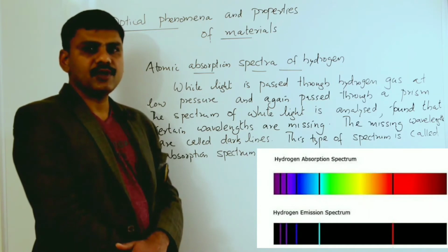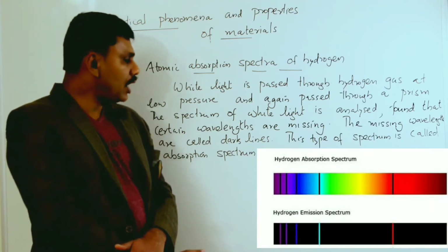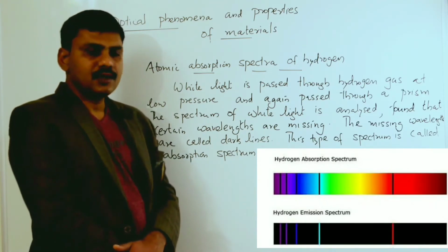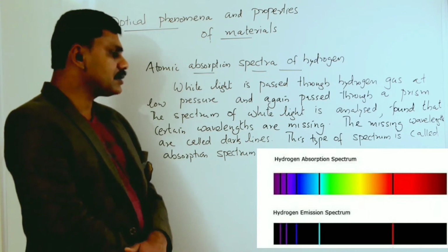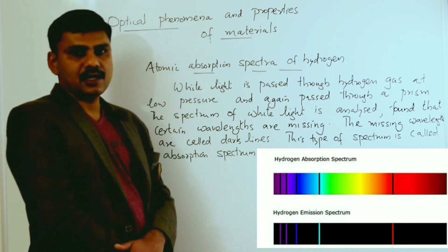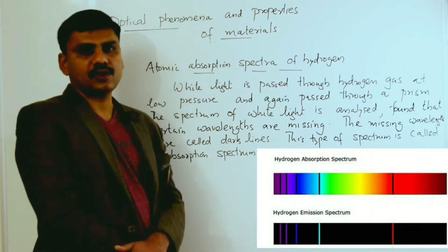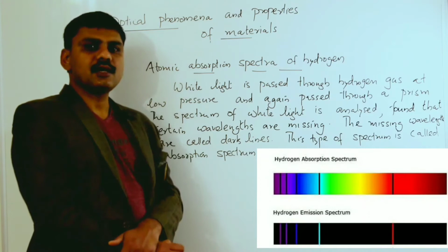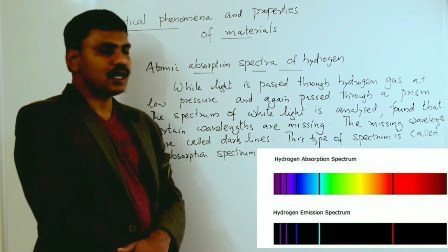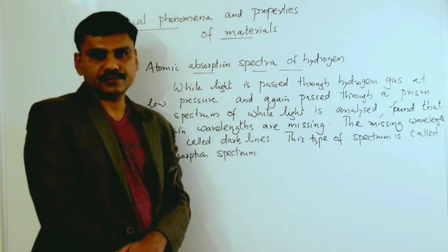So what will the prism produce? The corresponding spectrum. When you analyze the spectrum produced by this prism, we can see that some of the wavelengths are missing. These missing wavelengths are called dark lines, and this type of spectrum is known as an absorption spectrum. As the name implies, some of the wavelengths are absorbed by the hydrogen gas.